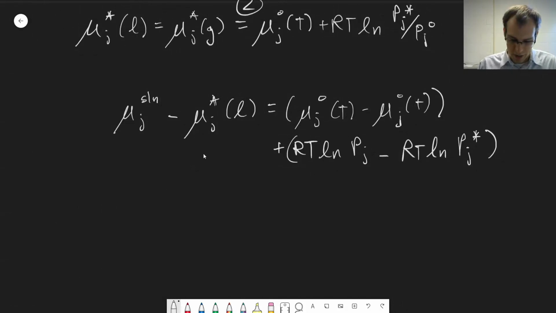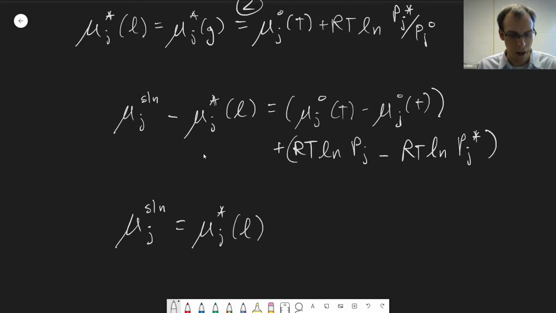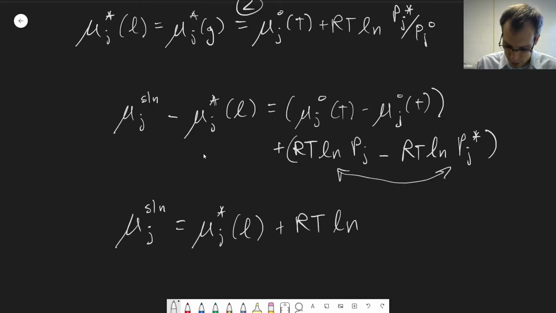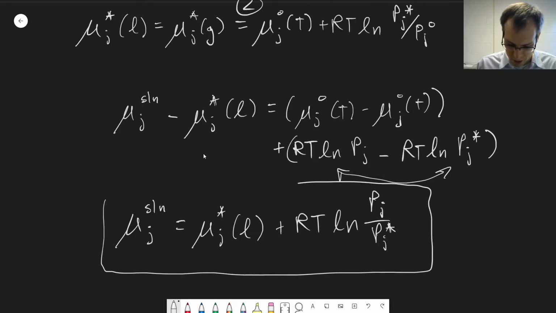What we get at the end is that the chemical potential for our solution, which is the same as it is for the vapor phase, which is why this all works, is equal to the chemical potential for the pure substance, at liquid or gas at this given temperature and pressure, plus RT log, combining these two log terms here, Pj over Pj star. Okay, and that's what we were trying to get to all along. That's what all this was about, was getting this equation here.